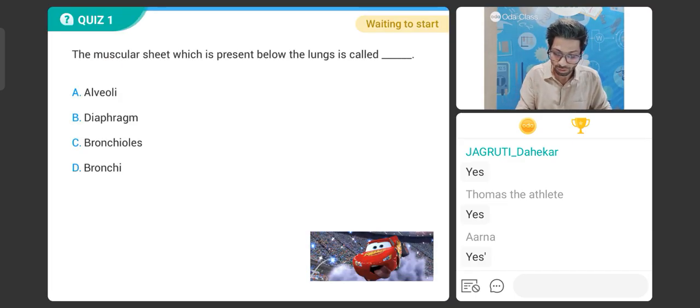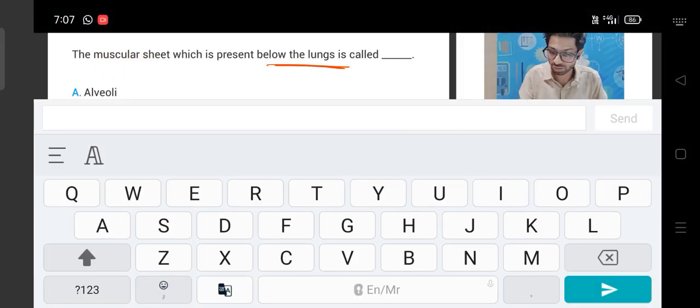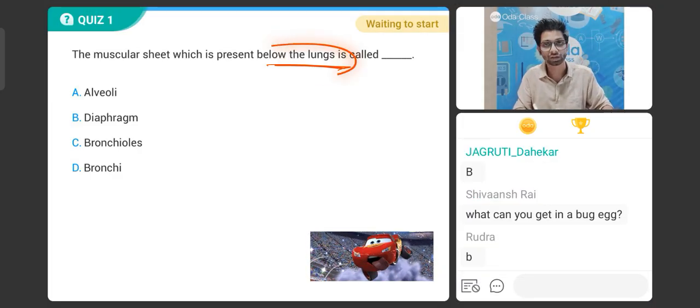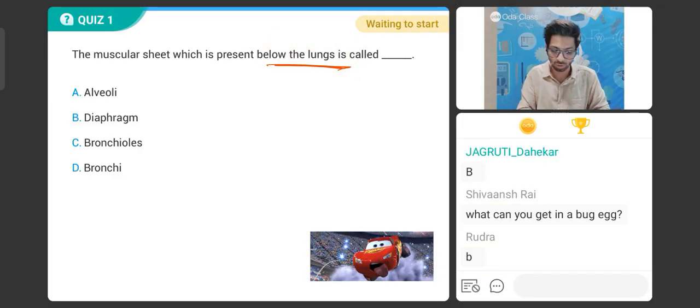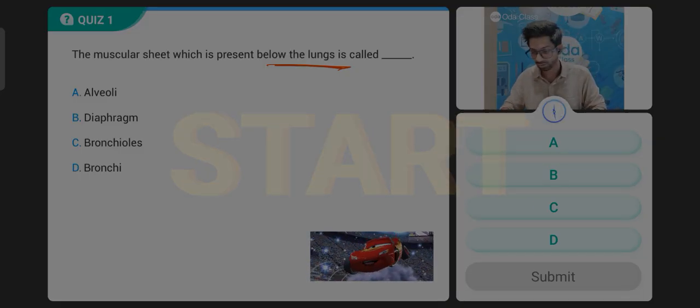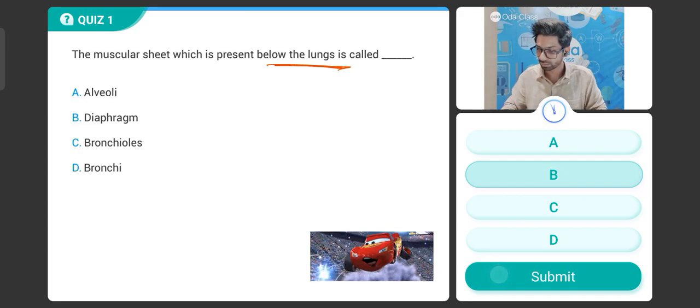So the muscular sheet, there is a muscle or a sheet which is present just below the lungs. What do we call it? There is a muscular sheet present just below the lungs which provides support to the lungs. What do we call it? Alveoli, diaphragm, bronchioles, bronchi. Go on, everybody. Select and submit your answer.